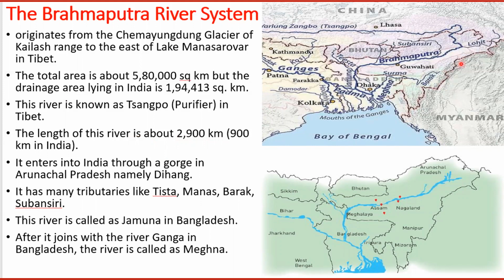It enters into Arunachal Pradesh through a gorge, which is called Dihang. It has many tributaries like Tista, Manas, Barak, and Subansiri. This river is also called Jamuna in Bangladesh. After it joins with river Ganga in Bangladesh, this river is called Meghna.